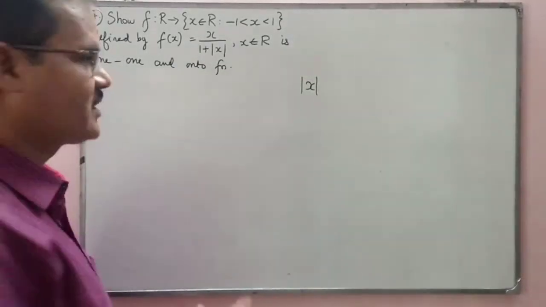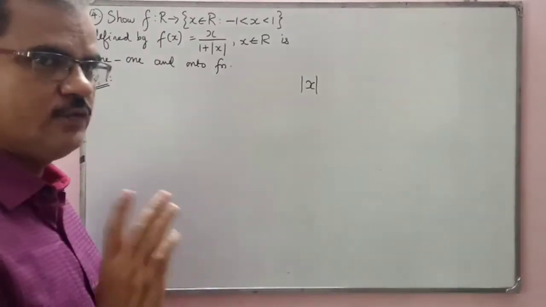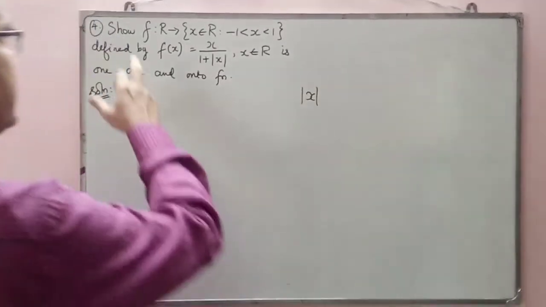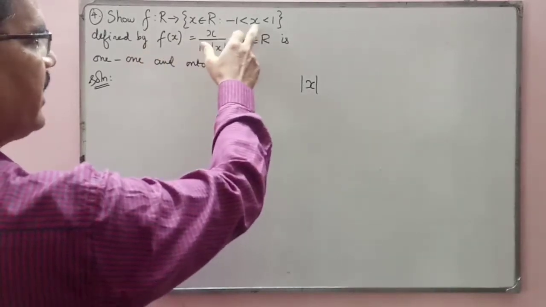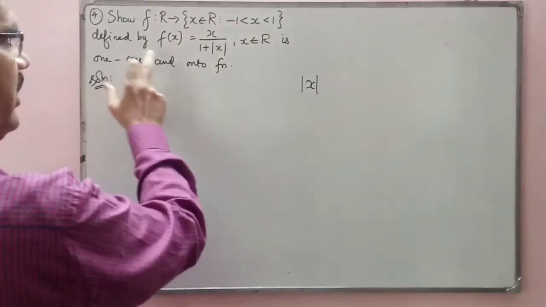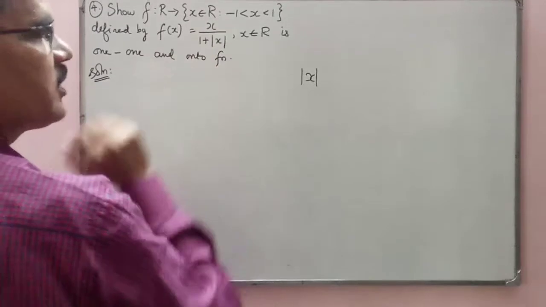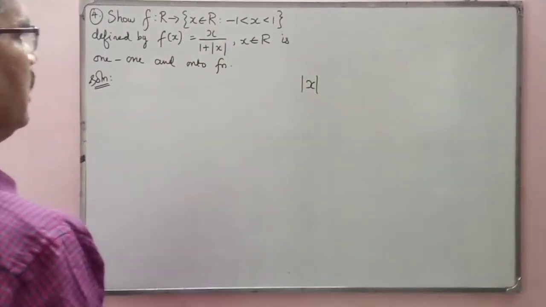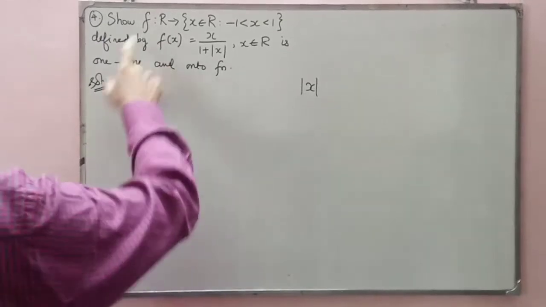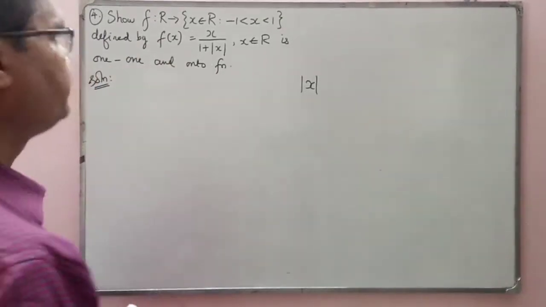Welcome back children. We are discussing miscellaneous exercise, 4th problem. The question says: show that f defined from R to (minus 1, 1), where x belongs to R, defined by f of x equals x by 1 plus modulus of x, is a 1 to 1 and onto function. We have to show that f is a 1 to 1 function and an onto function.